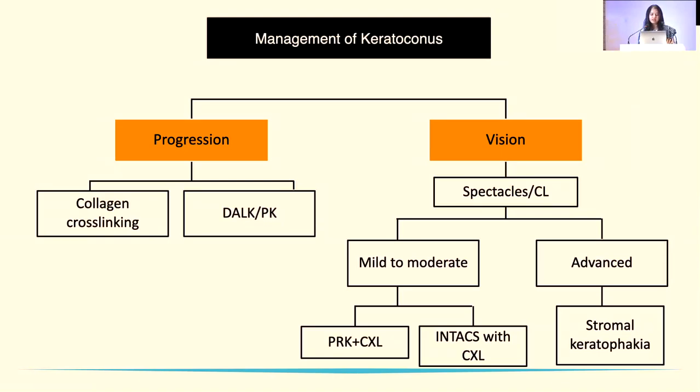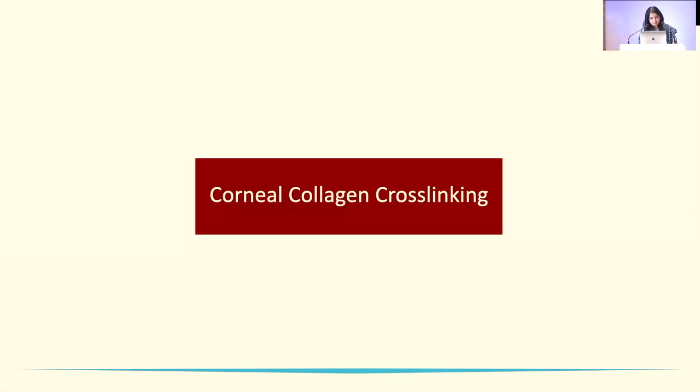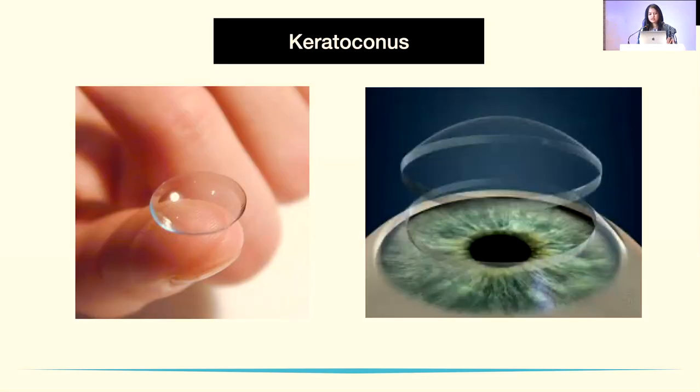For progression, we are going to look at collagen cross-linking. If the patient is not suitable for C3R, then usually we go ahead with a keratoplasty. And for vision, we start with spectacles or contact lenses. If it is mild to moderate, then usually you can perform procedures like PRK with C3R or ICRS combined with C3R, which can help in corneal regularization. And if it is more advanced, then stromal keratophakia has come about for corneal regularization, but I'm just going to touch upon it. So first, corneal collagen cross-linking.